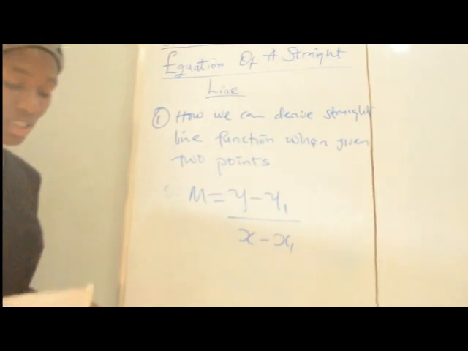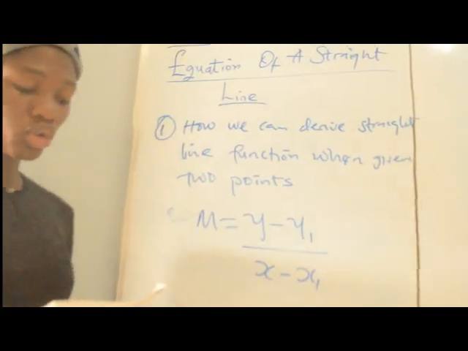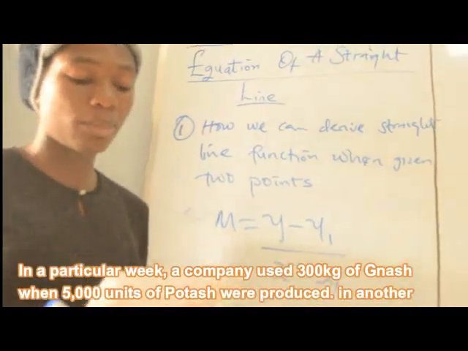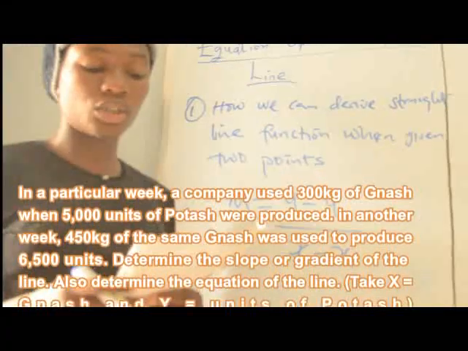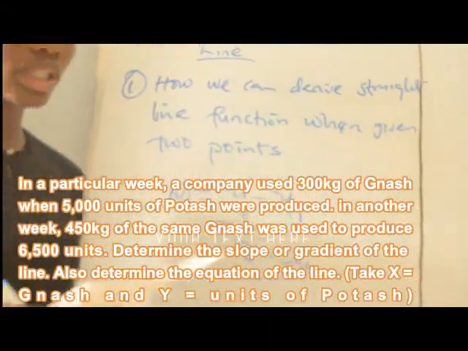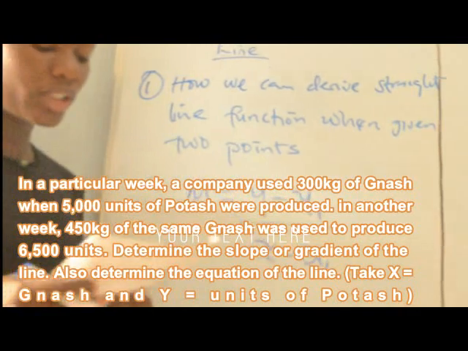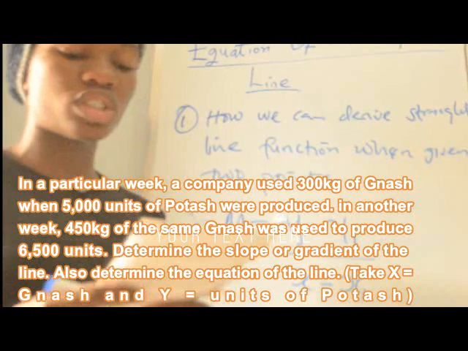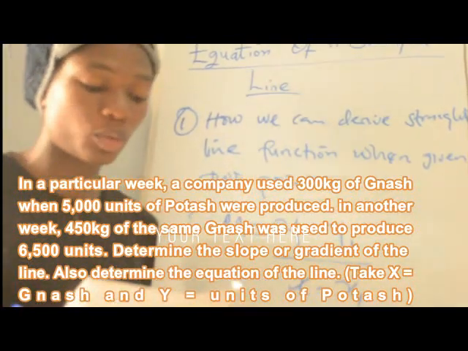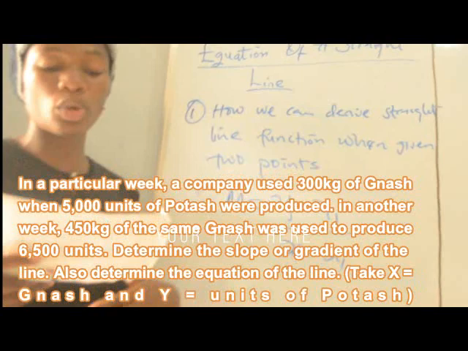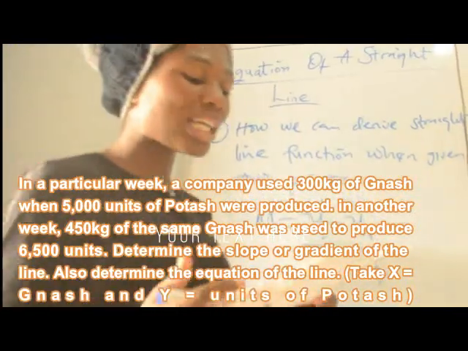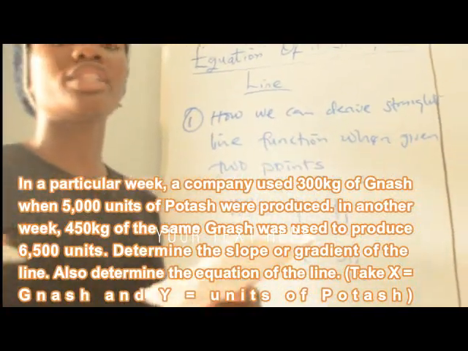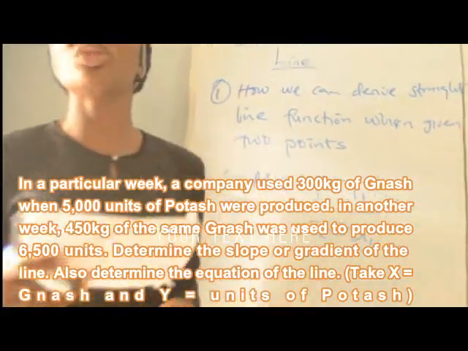Now the first example we'll be taking, you see it on your screen. In a particular week, a company used 300 kilograms of nash when 5,000 units of potash were produced. That's the first week. In another week, 450 kilograms of the same nash was used to produce 6,500 units of potash. Now we are asked to determine the slope or gradient of the line. That's the first part. And then the second part, we are to determine the equation of the line. So we are asked to do two things, and we'll be doing that very quickly.